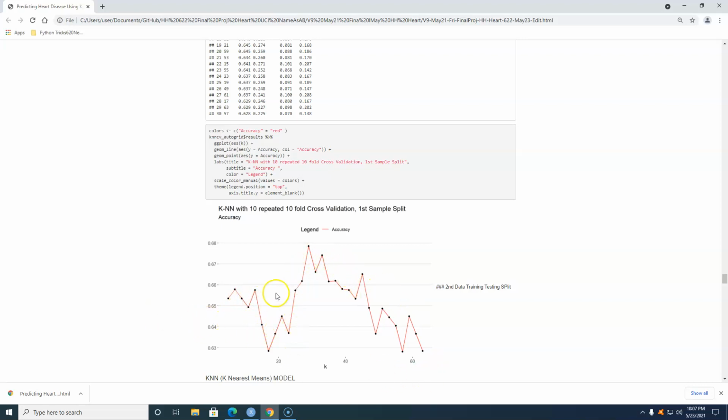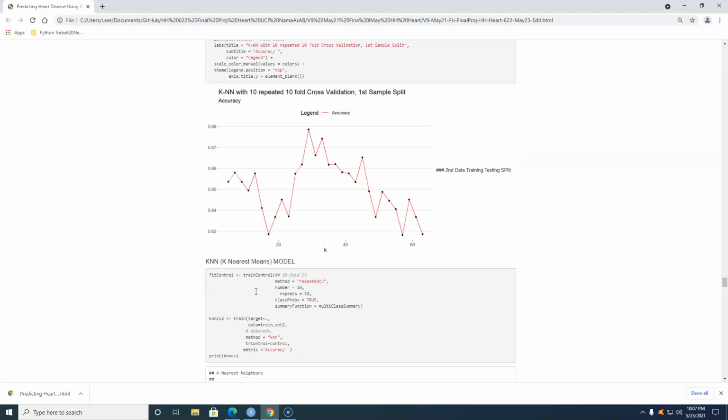It's very interesting that the peak accuracy is around 68% at 30 nearest neighbors, and the second best is 45, and then the third best one is around 10 or 9.